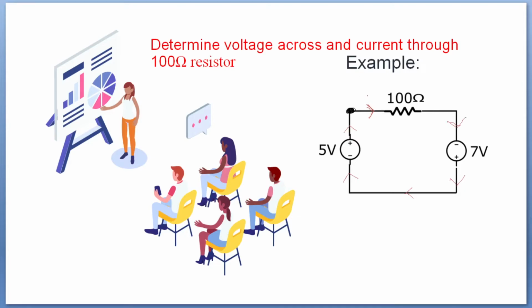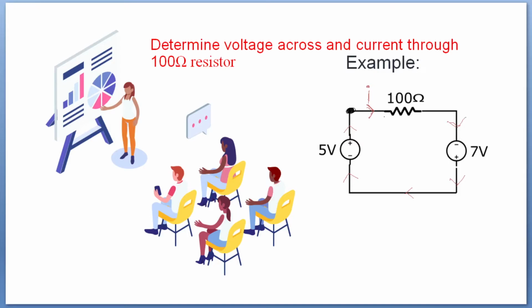While applying KVL, the first step is you have to identify the path in which you are applying KVL, and assume the current in this path as I. Let I be the current flowing through this path. This is the second step. Now what is the third step?